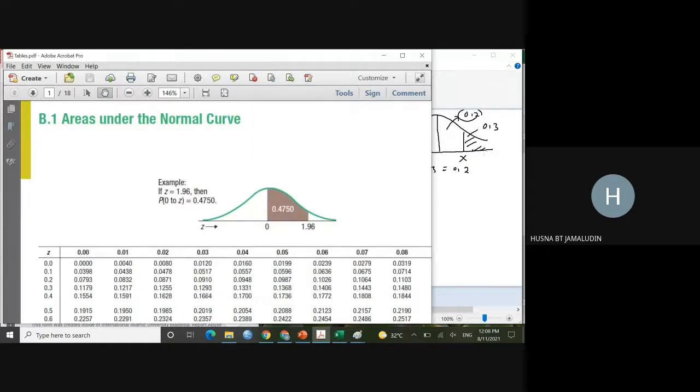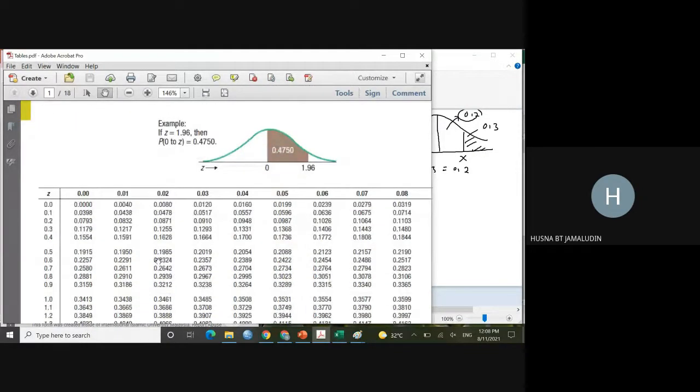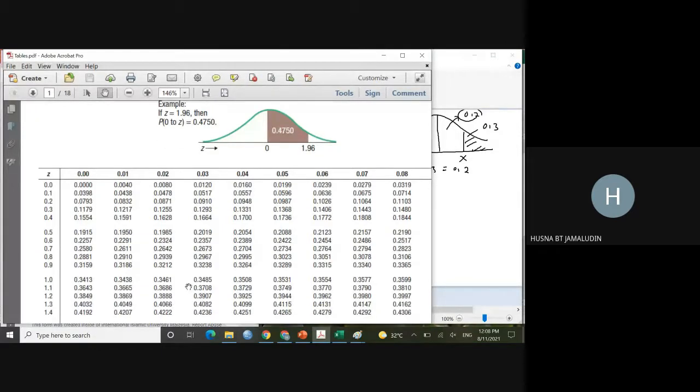So you got 0.2. How to find the Z value? Look at the values inside the table, because the values inside the table show the area under the curve. So for 0.2, this is 0.19, this is 0.198, 0.2019. Which one is the closest value to 0.2? The first one or the second one? The first one. Is it the first one? Yes, the first one.